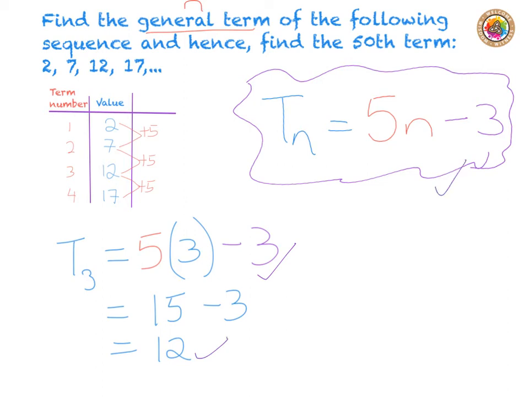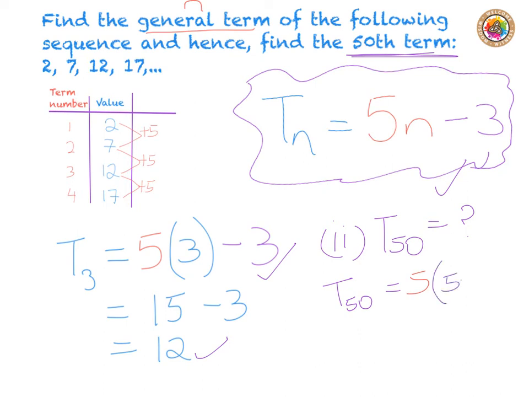We've been asked in the question to find the 50th term. So very simply, I'm going to write part 2 here. I'm asked T50 equals question mark. So what will I do? T50 equals 5, and instead of n, I'm going to write 50, and I have my minus 3 from the formula. 5 by 50 is 250, take away 3 equals 247.